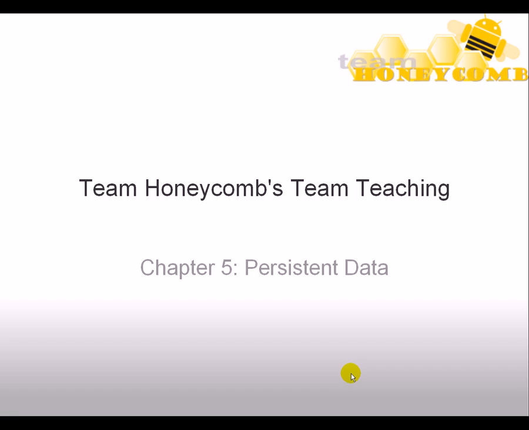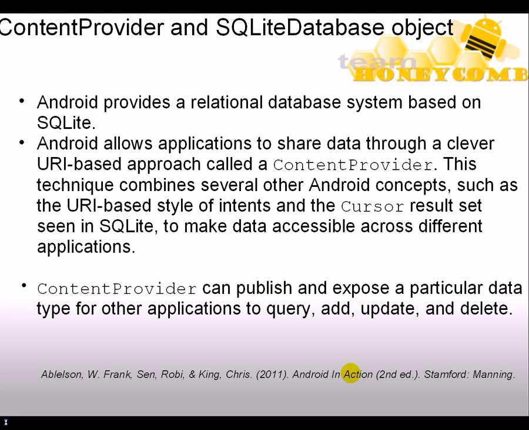Today we will be going over Chapter 5, which is about persistent data. The question is, what is the relationship between content provider and SQLite database object? First, what is SQLite? SQLite is a relational database system. Android has chosen it because it is light, fast, and can store local persistent data.